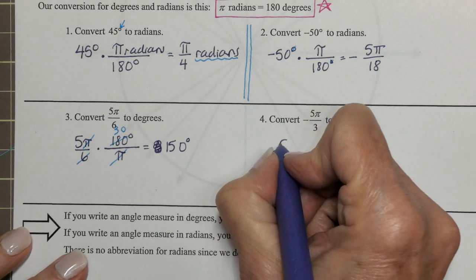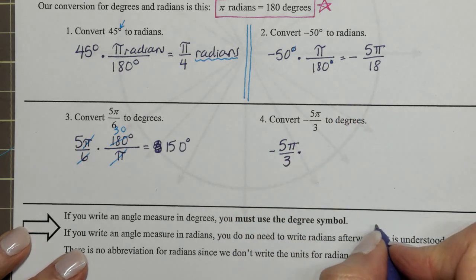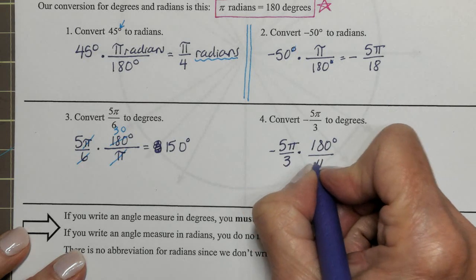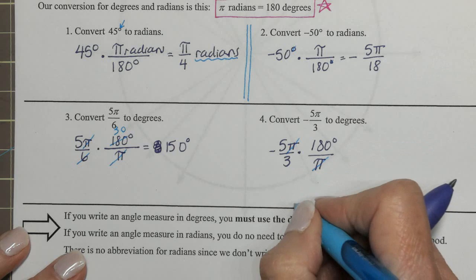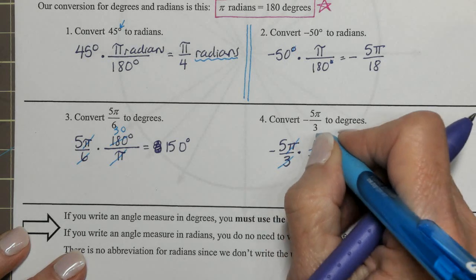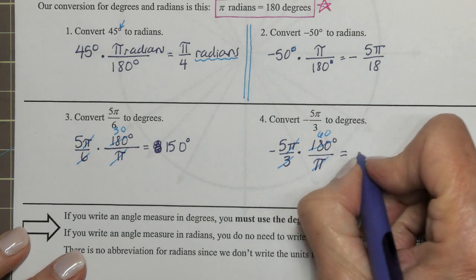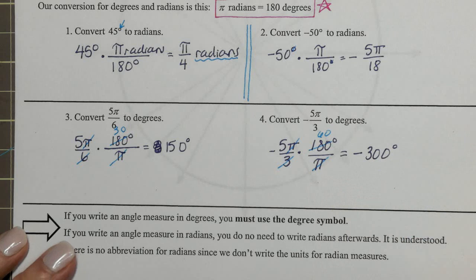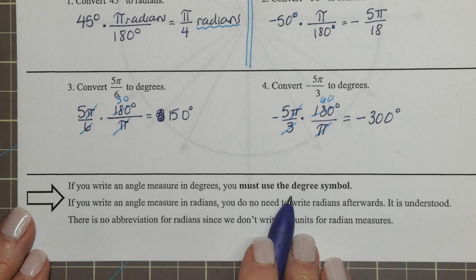Let's do the same thing for negative 5 pi over 3. Changing to degrees, so I want degrees on top, pi radians on the bottom. Again, these pi's will cancel. 3 goes into 180 60 times. 6 times 5 is 30, so this is going to be negative 300 degrees. Again, you must write the degree symbol if your answer is in degrees.